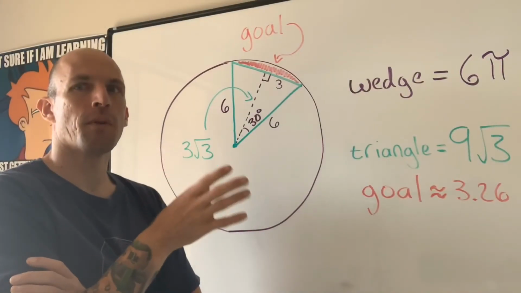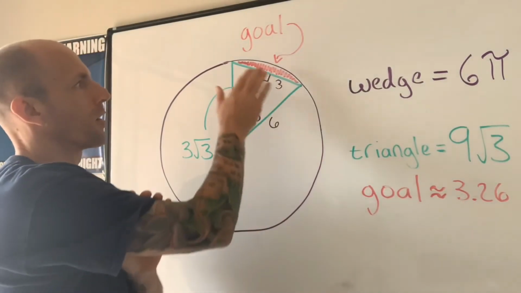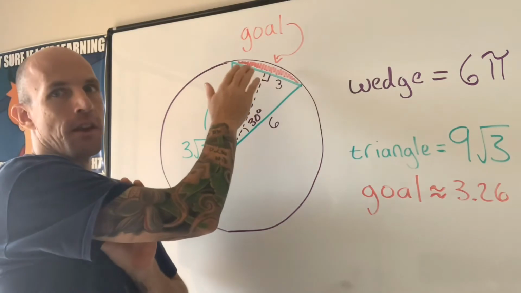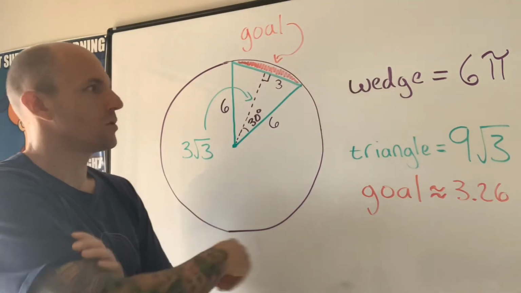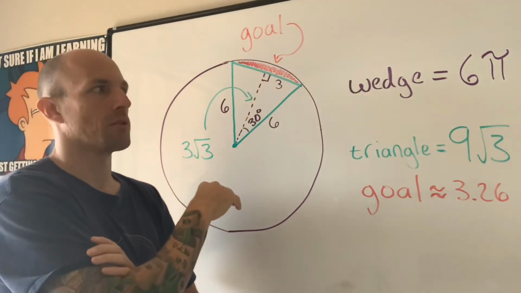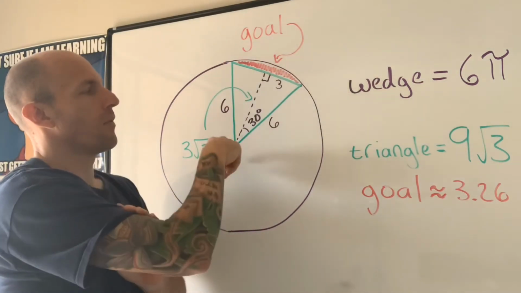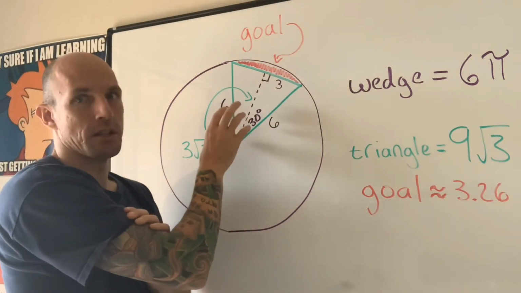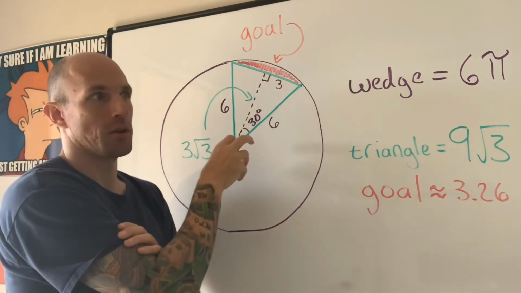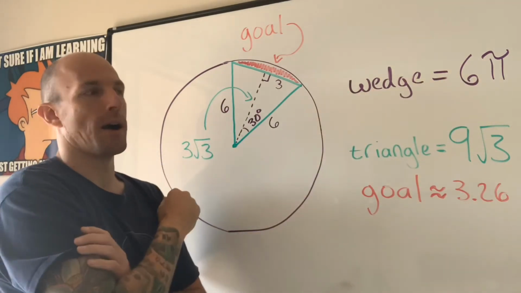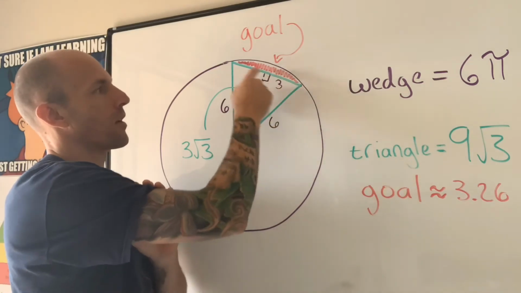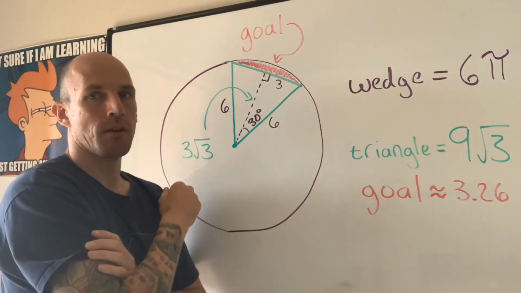Let's take a minute to review what we did. Our goal was to find this shaded area here in red. So we found the area of the entire circle at 36 pi, and then the area of this wedge, which was 60 degrees or 1/6 of the total circle. So that was 6 pi. Then we found the area of the triangle here in green.